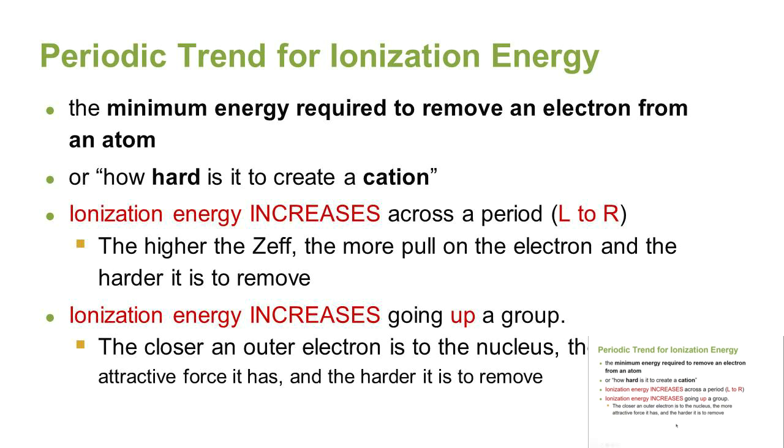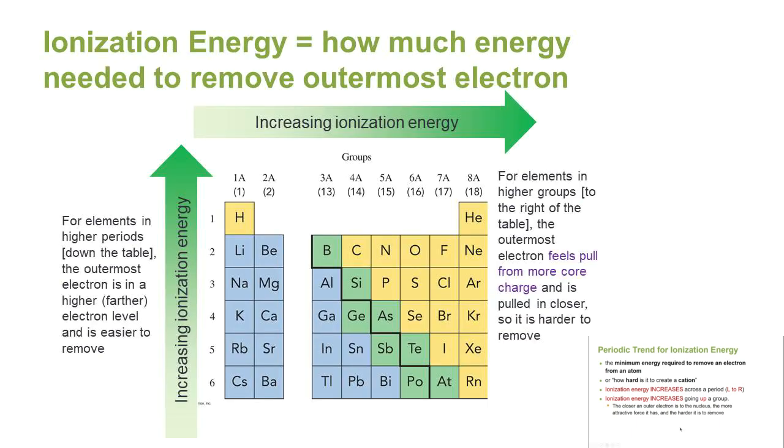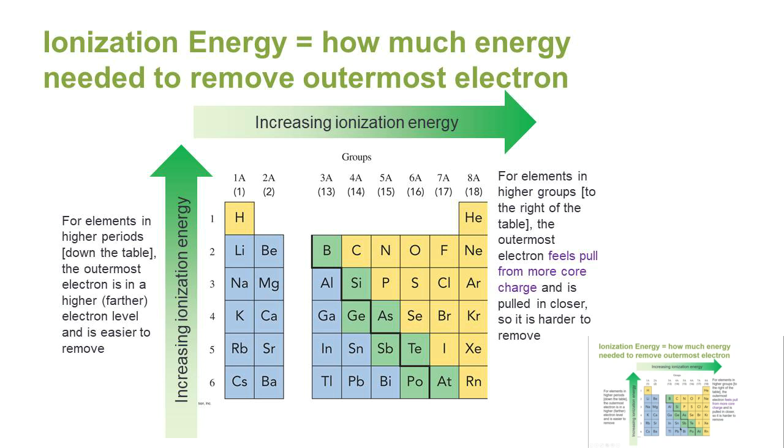And it increases going up a group. Remember, as I go down, they're farther and farther out, and of course, farther out means it's less tightly pulled from the nucleus. As they're on the low energy levels, they're very close to the nucleus, and so they're going to be held more tightly. So ionization energy is going to be doing the reverse of radius. As I go up a group, the ionization energy increases, and as I go from left to right, it increases.